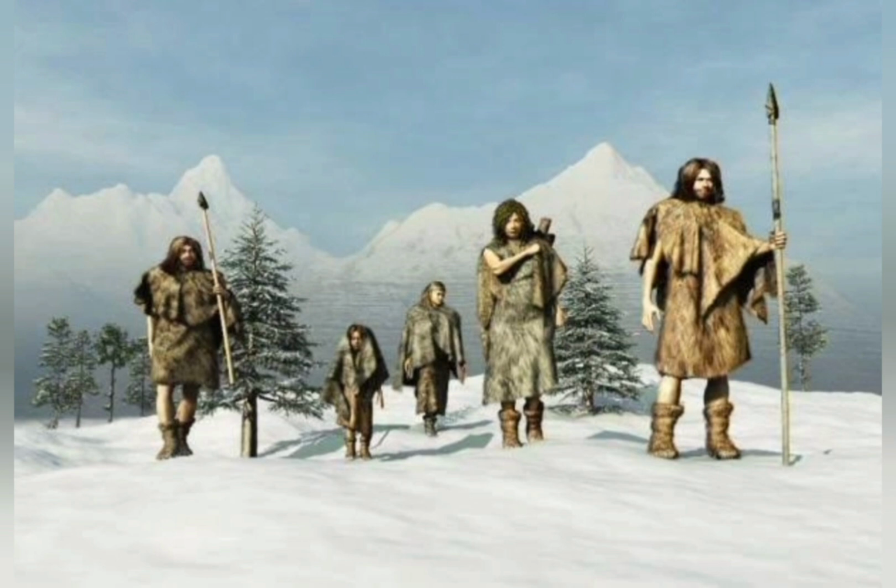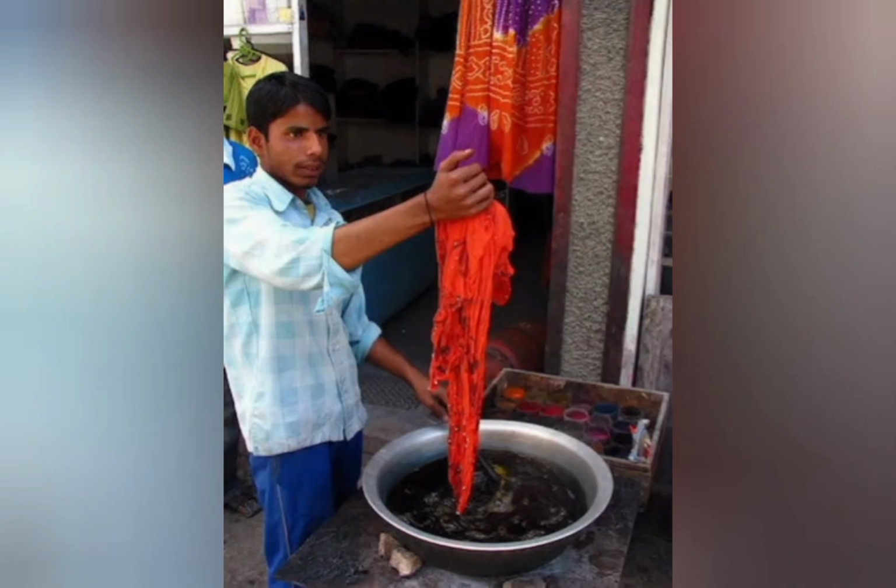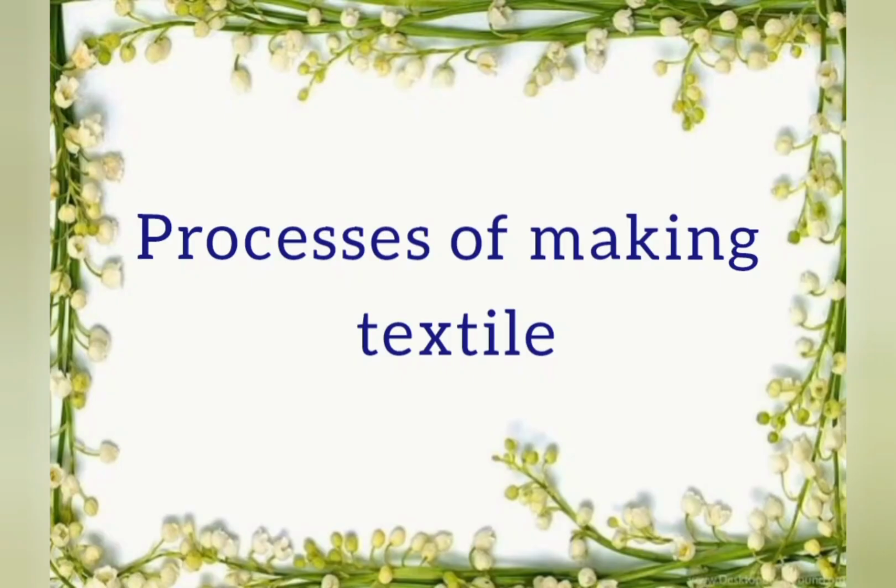As time passed, they learned to make textile fabrics using different types of methods like knitting, weaving, and then coloring them. There are different processes of making textile. So let's discuss them one by one.